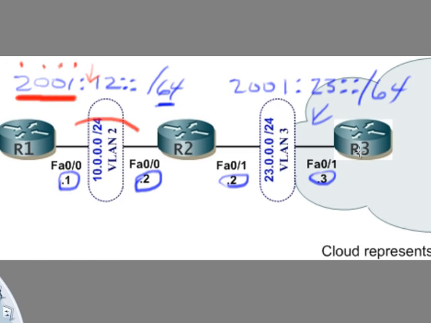On R3, between R3 and R2, we're going to use network 2001:23 and all the rest zeros. So again, the network is 64 bits in length. 16 bits of it is going to be 2001, 16 bits is 23, and the next two groupings of 16 bits each are all going to be zero. And then we'll just configure it up and we'll set up routing and away we go. Let's go to the interface.